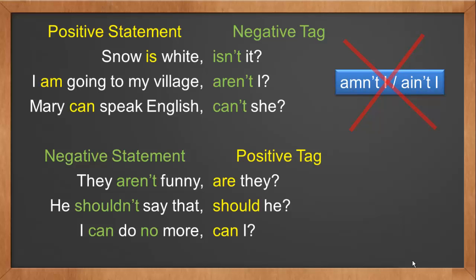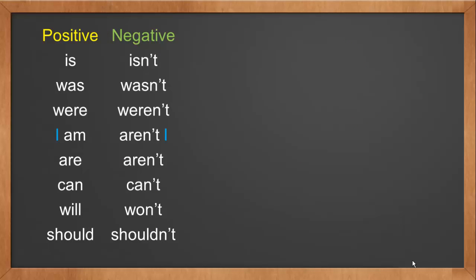I can do no more. Can I? Now if you look at this last sentence carefully, we see the word can. But we also see no. I can do no more is equivalent to saying that I can't do it anymore. So that's why the opposite of can't is can. Can I?